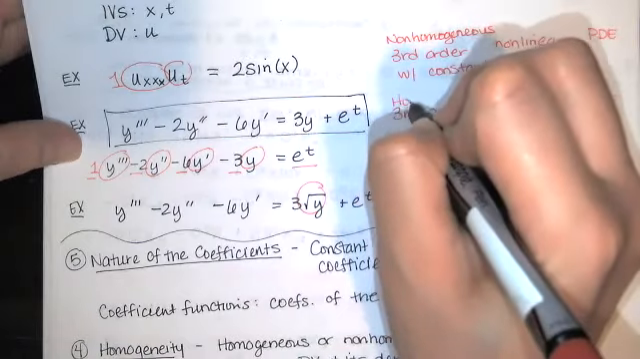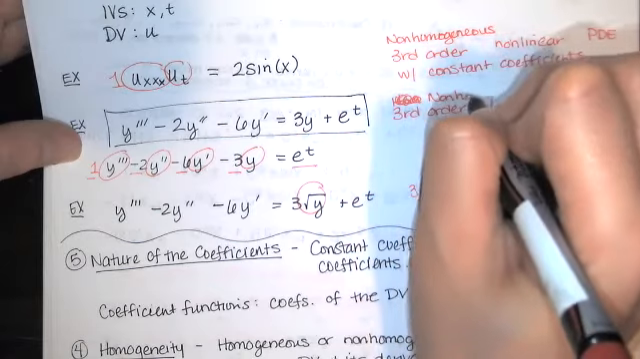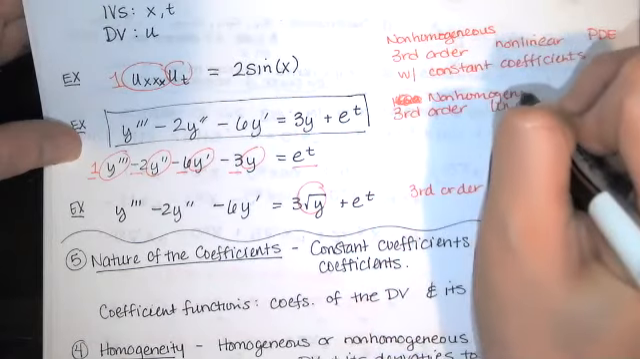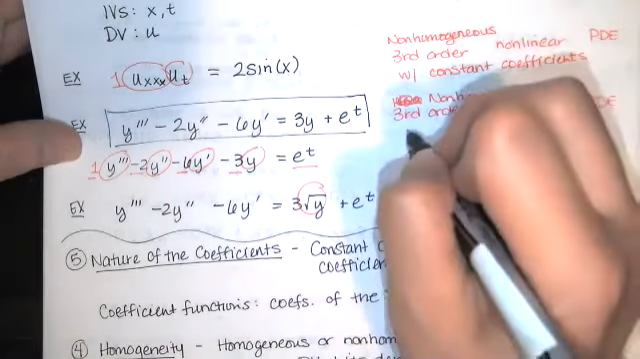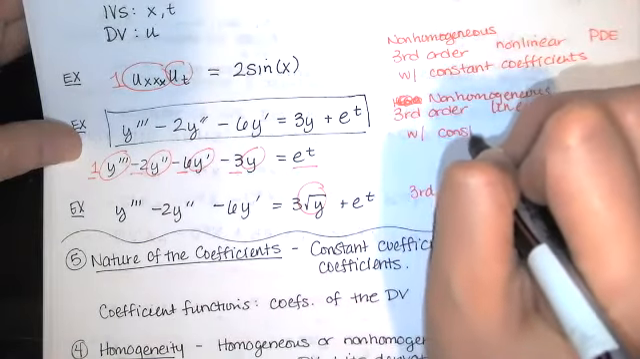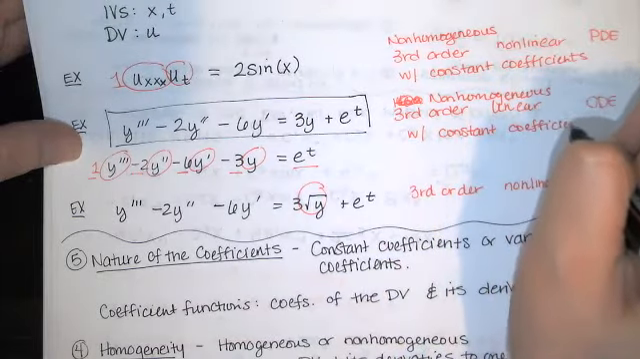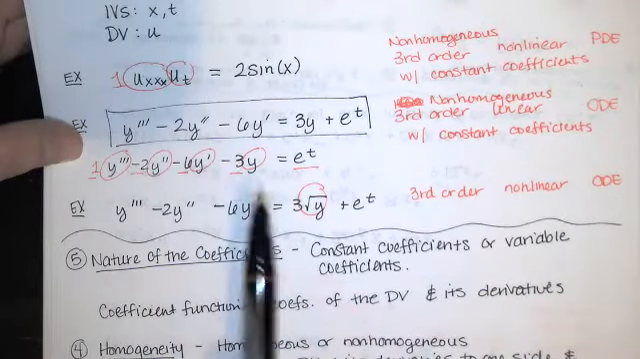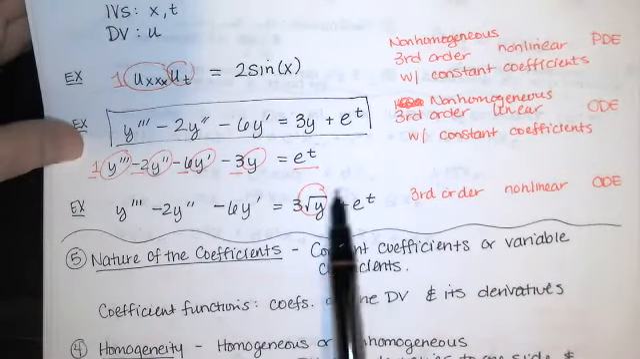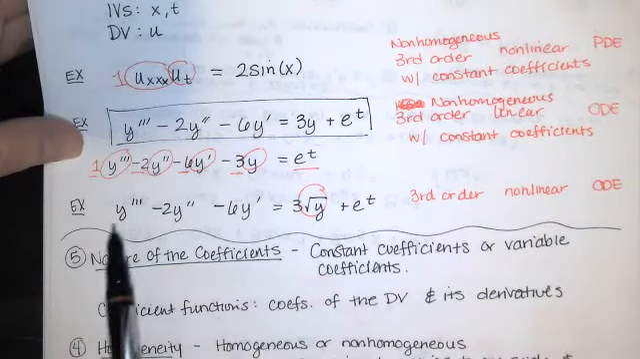So this is a homogeneous, or non-homogeneous, excuse me, third order linear ODE with constant coefficients. Okay, and this is non-homogeneous because of the e to the t, and it has constant coefficients as well. It's the same ones as those.